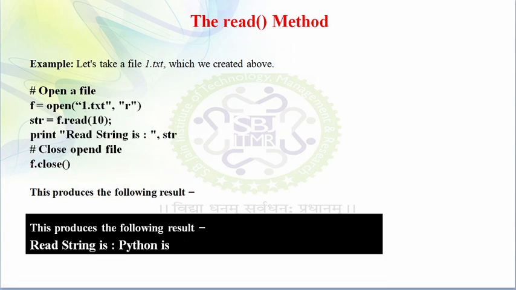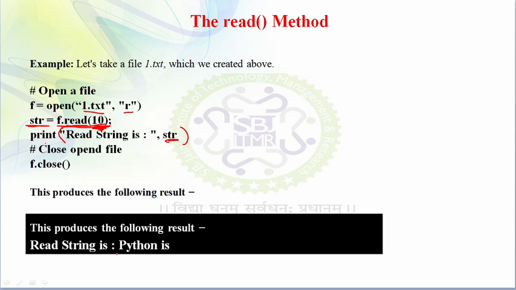There's another option in Python. Here we can read a specific number of characters from the file. Suppose I am opening my file 1.txt in read mode, and now I want to read the first 10 characters. I can do that by using f.read, and in the parentheses I can specify the number of characters. I have specified 10 characters, and these I will store in one string, and then I will print the read string, str.